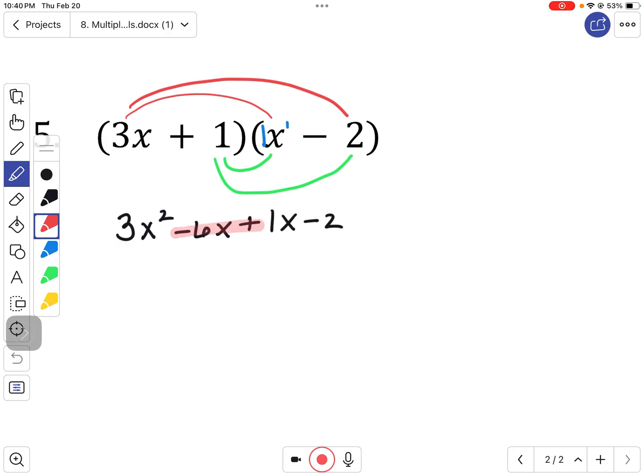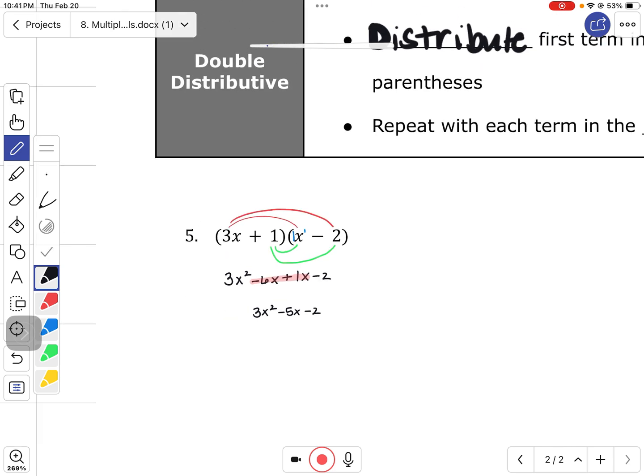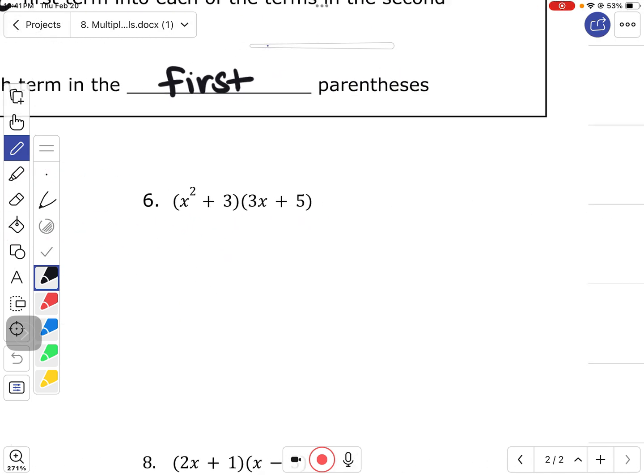Okay, I'm going to look and see, do I have any terms that I can combine or any x's with the same power? I sure do. They're right here. So I'm going to go ahead and write that. I have 3x squared. I'm going to start with that, my highest power. I have negative 6 plus 1. That's going to give me a negative 5x. And then I'm just going to end with negative 2. And then you're done.